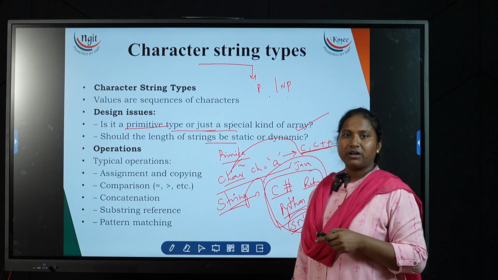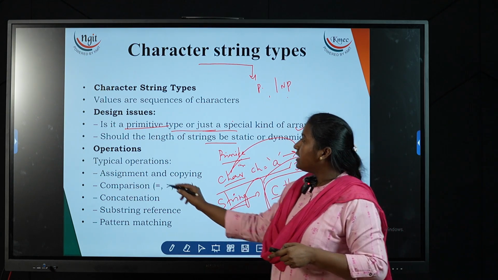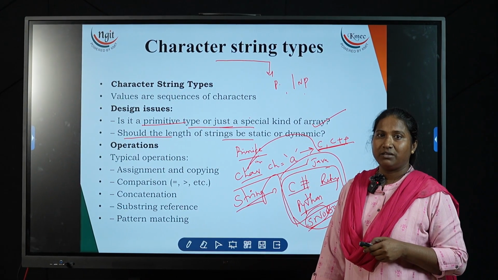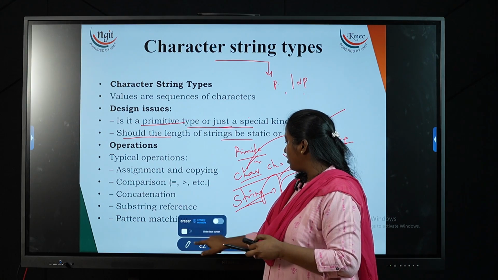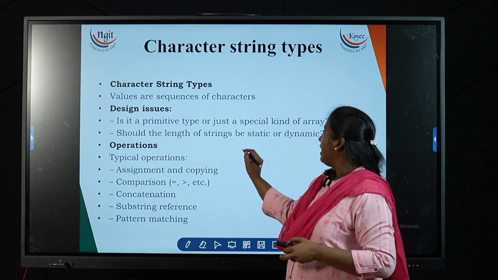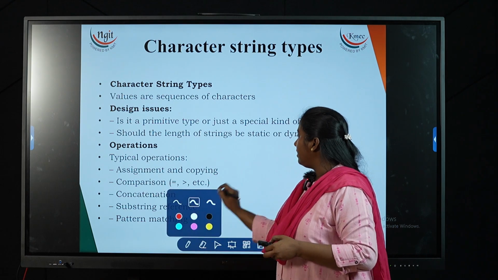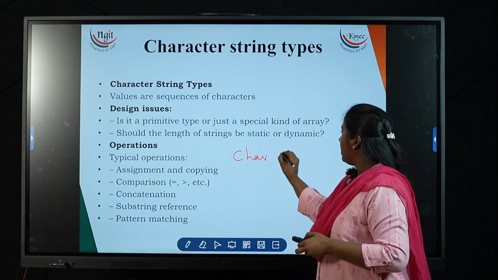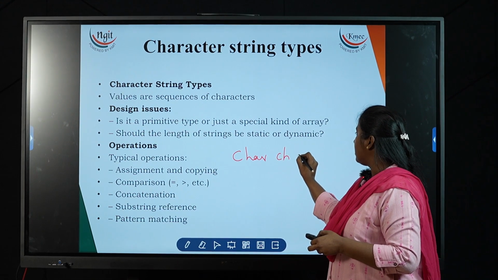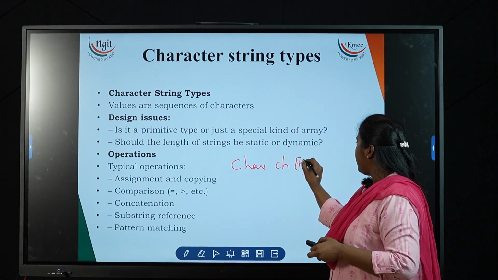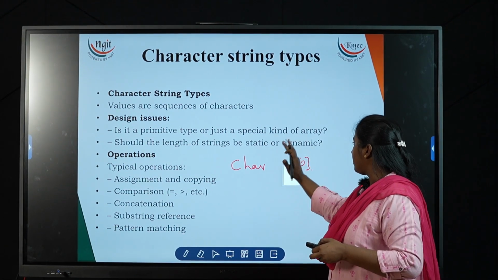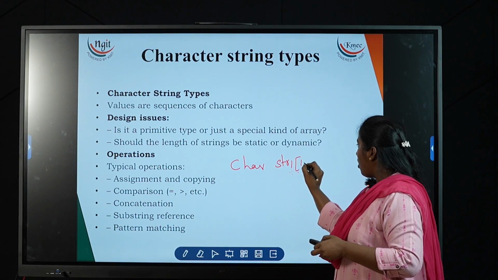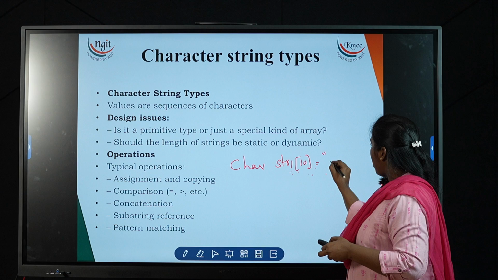So, the first point we covered, correct? The second design issue is: should the length of strings be static or dynamic? Now, we'll take an example to look at the scenario. I'll take an example: char ch of 10, char str, string 1 of 10 is equal to apples.